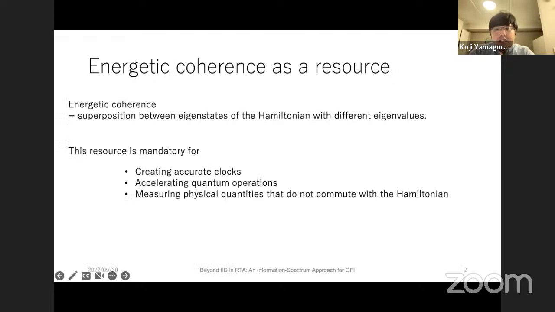First, what is energy coherence? Well, it is a superposition between energy eigenstates of the Hamiltonian with different energy eigenvalues. For example, this resource is mandatory for creating accurate clocks, accelerating quantum operations, and measuring quantities that do not commute with the Hamiltonian. Applications to these topics are out of scope of this talk, so I will not go into detail here.